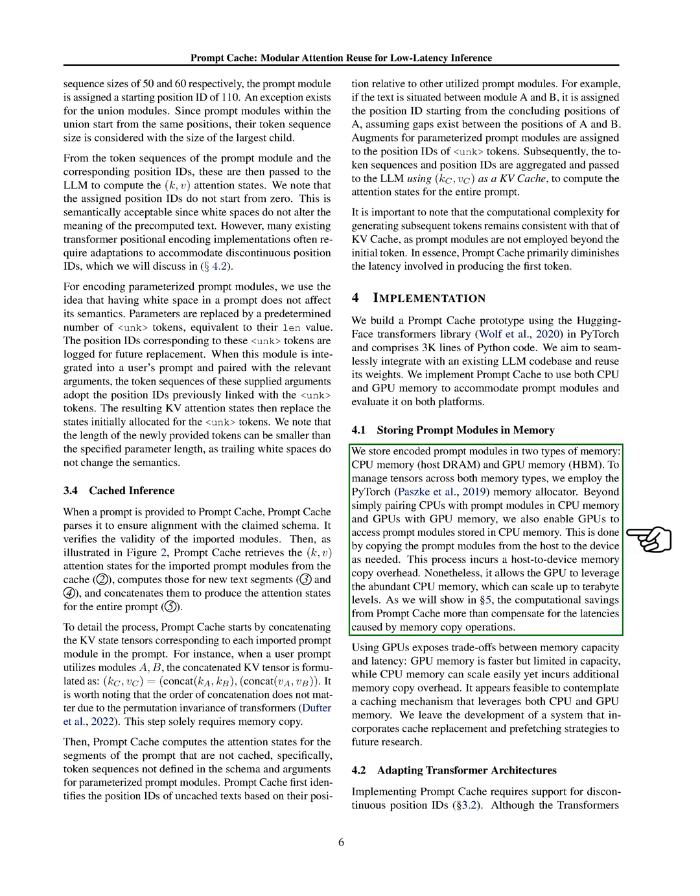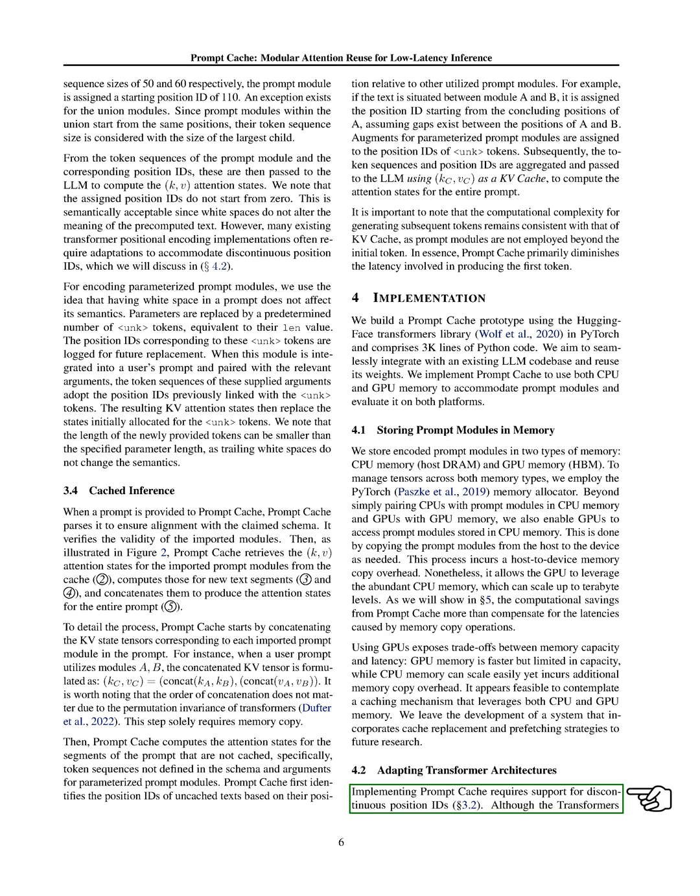When it comes to storing these prompt modules, we use two types of memory: CPU memory and GPU memory. We use the PyTorch memory allocator to manage tensors across both types of memory. We've also made it possible for GPUs to access prompt modules stored in CPU memory by copying the modules from the host to the device as needed. This does create some overhead, but it also allows the GPU to take advantage of the large amount of CPU memory, which can scale up to terabytes. We've found that the computational savings from using prompt cache more than make up for the latencies caused by these memory copy operations.